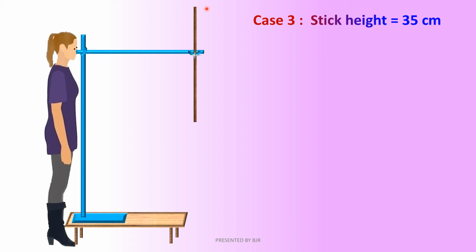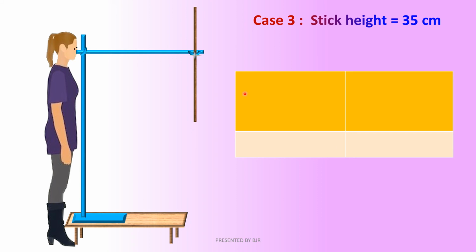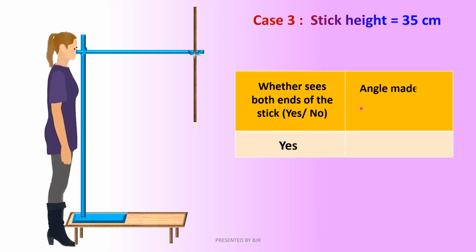Now I will record her response in this table here. Whether she sees both ends of the stick, yes or no. She replied yes. Now, the angle made by the stick at the eye. Here the angle made by the stick is more than the angle in the earlier case, because the stick height is increased now.